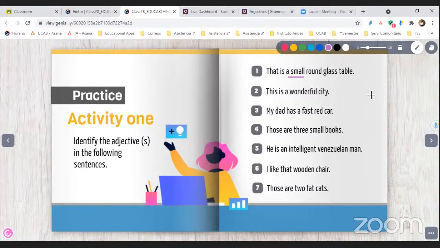Glass. Oh, and round glass table. All of these words are adjectives describing the table, okay? Small, round, redonda, okay? And glass, that we already spoke about that adjective before. So that table is not only small, it is also round and made of glass, okay? So very good job, Esteban. Thank you very much, okay? Let's see who else can help me.